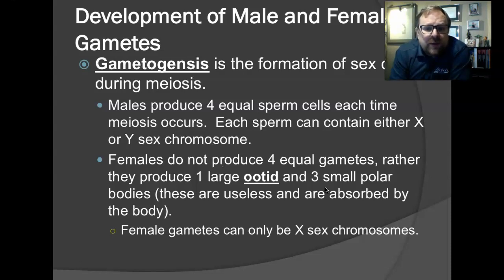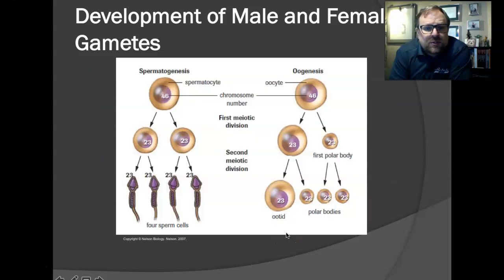Circling over to females. Females do not produce 4 equal gametes, and I alluded to that when we went through oogenesis in concept B2. They don't produce 4 equal gametes. One large ootid, which is the one that develops into the ovum, is created, and then there are 3 small polar bodies. And the polar bodies are relatively useless and are absorbed by the body. Female gametes will only have X chromosomes, which I mentioned just a moment ago.